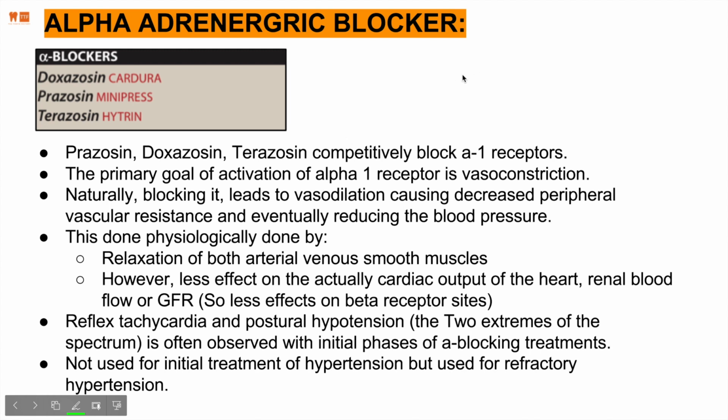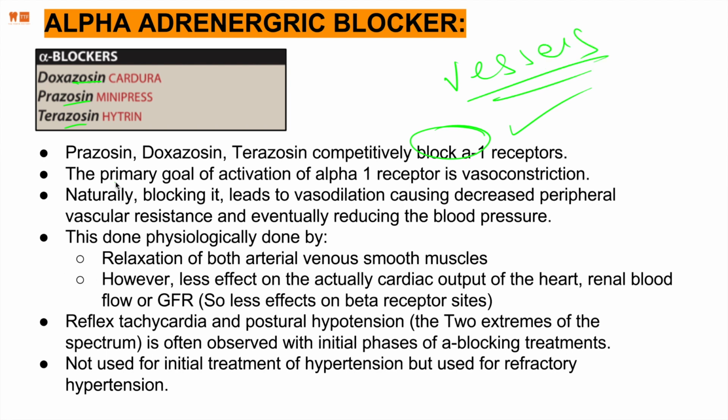Then comes alpha-adrenergic blockers. Alpha blockers, such as the zosins: doxazosin, prazosin, terazosin, they completely block alpha-1 receptors. And where does alpha-1 act? On vessels. So the primary goal of activation of alpha-1 is vasoconstriction. We know that. Naturally, blocking that alpha-1 leads to vasodilation, causing decreased peripheral vascular resistance and eventually reducing blood pressure. This is done physiologically by relaxation of both arterial and venous smooth muscles.